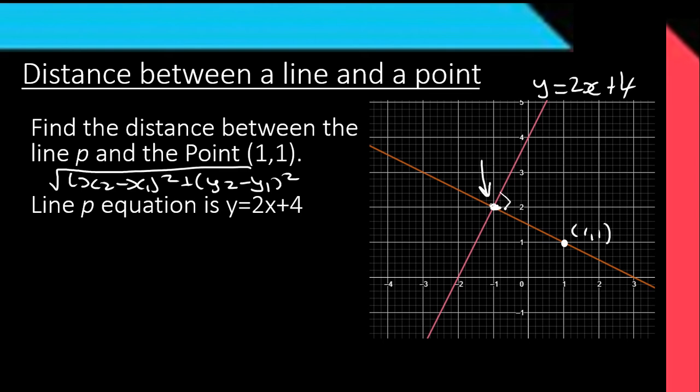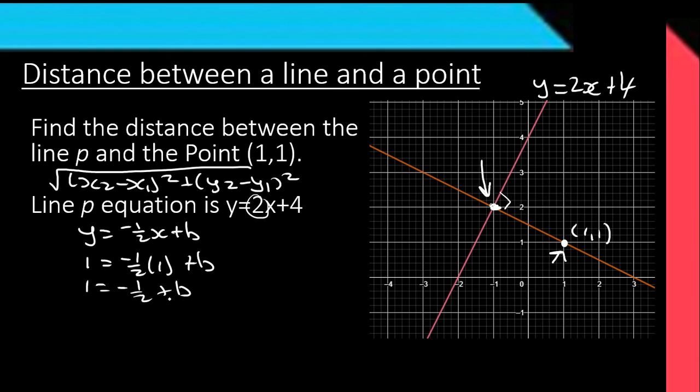Well, I know the orange line is perpendicular, so I know that my slope is going to be the negative reciprocal, which is negative 1/2 x. And I know a point that is definitely on the line, which is (1, 1). So I'm going to substitute in: 1 = negative a half times 1, plus b. So 1 = negative a half plus b. If I add the half to both sides, I'm going to have 1 and a half, which I'm going to write as 3/2 = b. So my equation is y = negative a half x + 3/2.